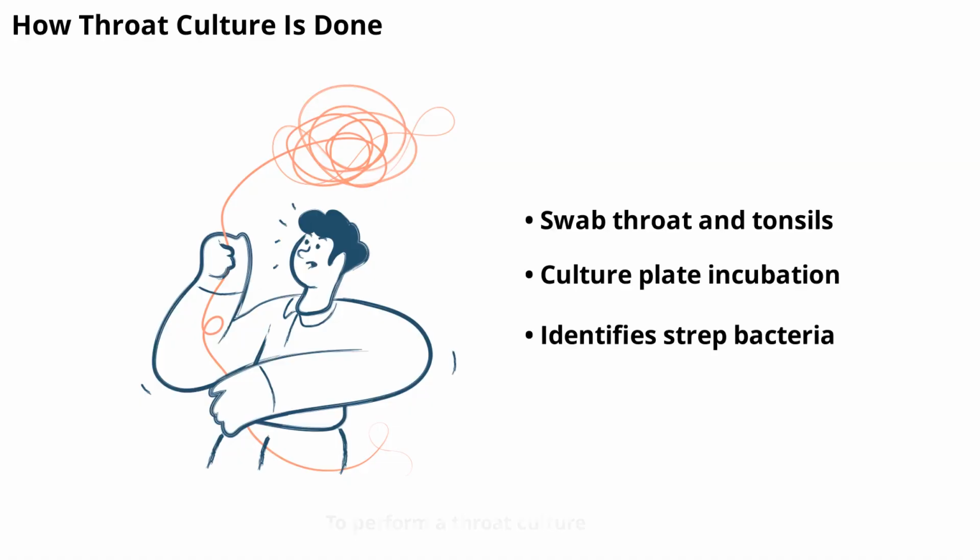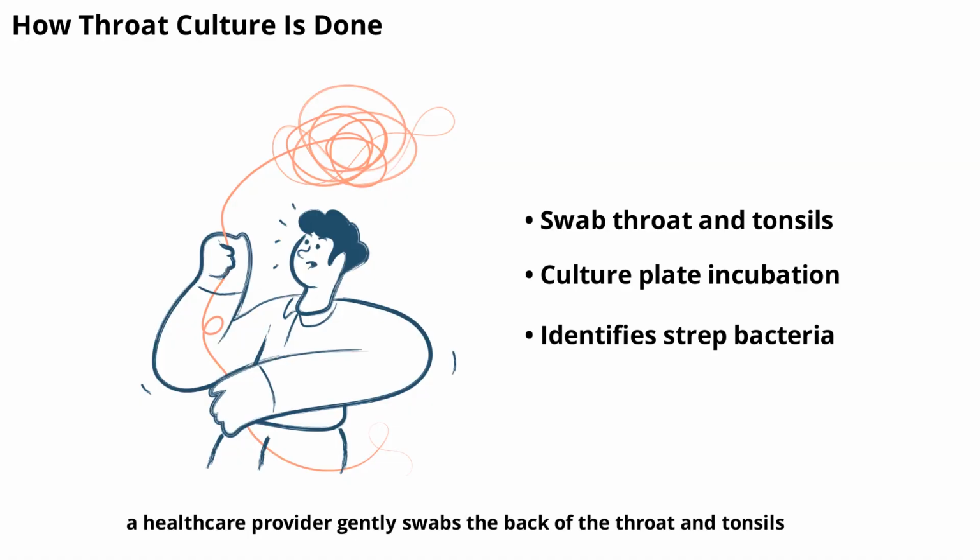To perform a throat culture, a healthcare provider gently swabs the back of the throat and tonsils, just as with RADT. The swab is then streaked onto a culture plate and incubated in a laboratory. If group A Streptococcus bacteria are present, they will grow and form visible colonies, which can be identified by laboratory staff. This process ensures a highly accurate diagnosis, even in cases where the rapid test is negative.